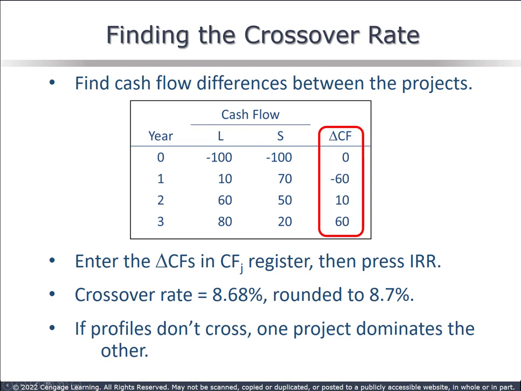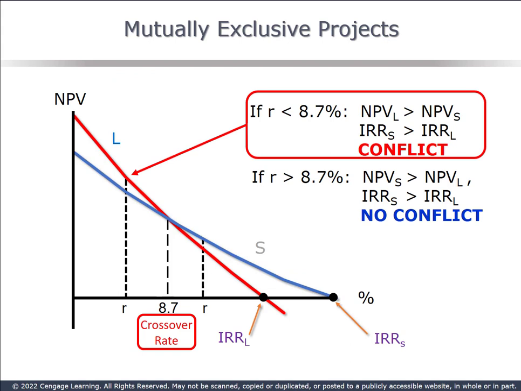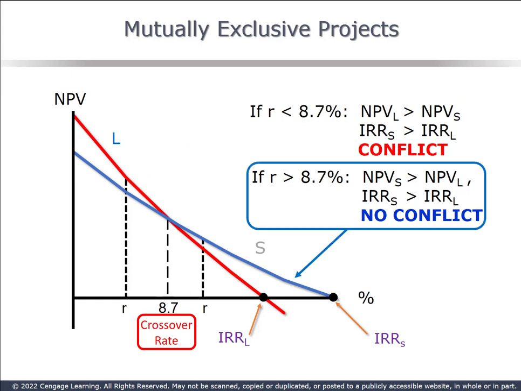If an error displays, the profiles don't cross, so there will be no conflict. If the cost of capital is less than the crossover rate, then NPV and IRR results can conflict. If the cost of capital is greater than the crossover rate, no conflict.